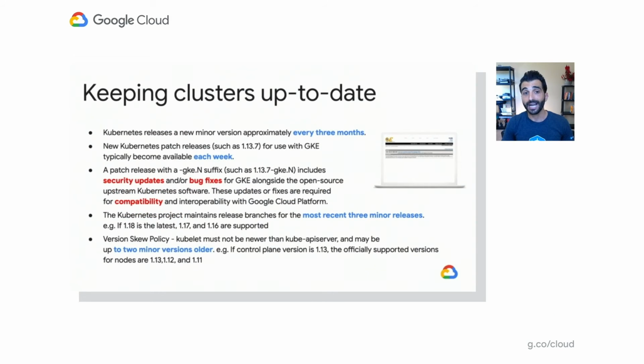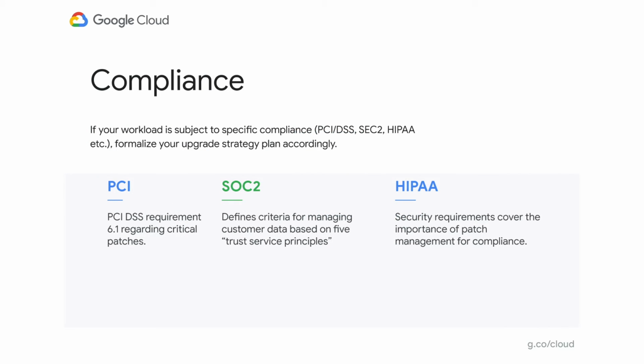Since GKE automatically upgrades the control plane in the fleet, it is recommended to use auto upgrade or at least have a plan to manually upgrade nodes on a regular basis. This way, you'll avoid getting into an unsupported version skew situation with the upgraded control plane. If you do decide to manage your own upgrade workflow, you also want to make sure that your upgrade strategy supports any compliance that your workload may be subject to.